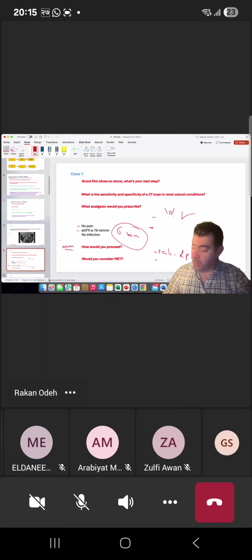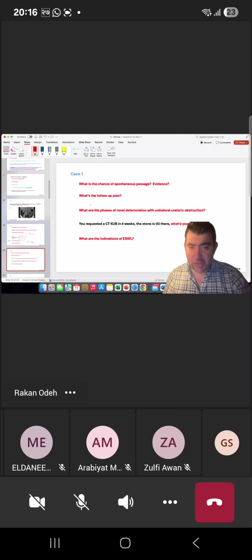So I wouldn't arrange for medical expulsive therapy, and I would send him home with safety netting advice to come back if there's any problem. Why don't you want to proceed with MET? So as per the NICE guidelines, it's recommended for stones less than 1 centimeter in the distal ureter. Okay. And it's controversial evidence anyway, so I wouldn't go for that. Okay, fair enough. Right. What are the phases of renal deterioration with unilateral ureteric obstruction? So there are 3 phases.